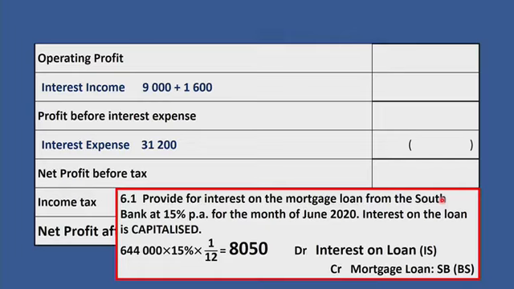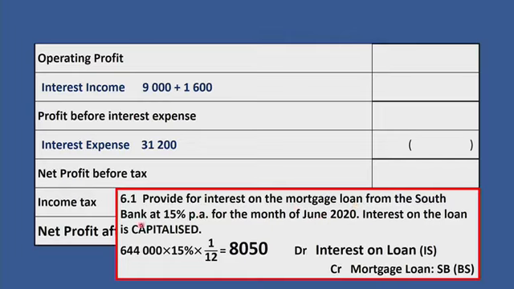If you are one of the students who, when you see interest, you think, oh, no, I don't want to do it, well, you know how it is. The things that bother you, you must do them first so that you can get a grip on it and like it the next time you do it. Look how easy this is. They say, provide for interest on the loan. Of course, a mortgage loan is to buy property. 15% for the month of June, which is the last month of the financial year.